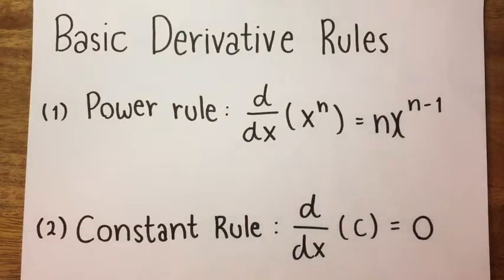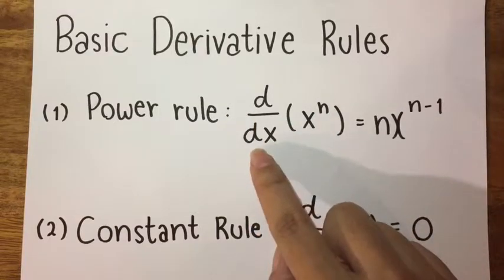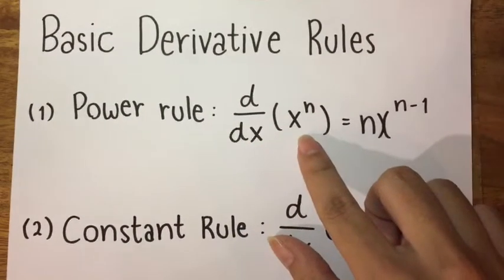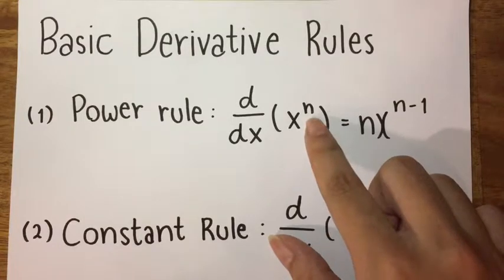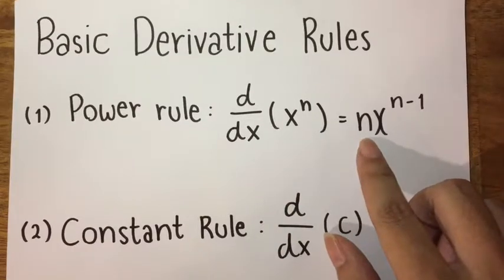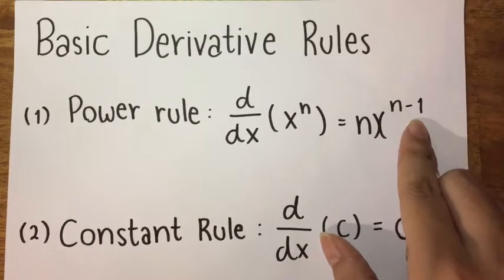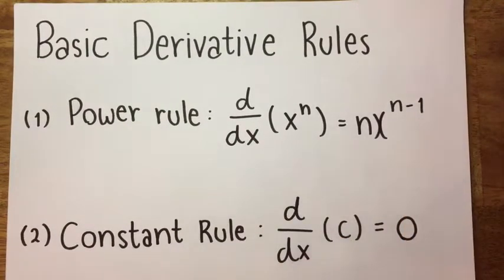So, before we move on to the chain rule, we have to know some basic derivative rules, the first one is power rule. Power rule states that if you want to derive x to the power of n, the n will be multiplied by the constant in front, becoming n x to the power of n minus 1. So I'll give you an example right here.